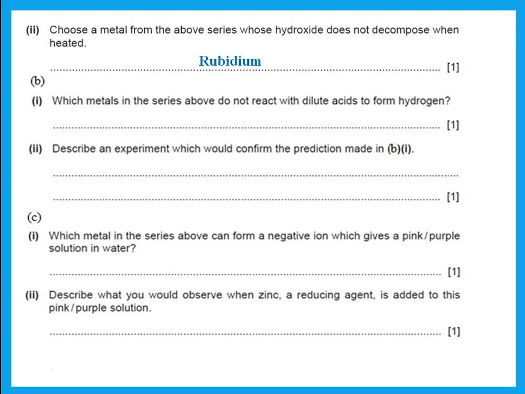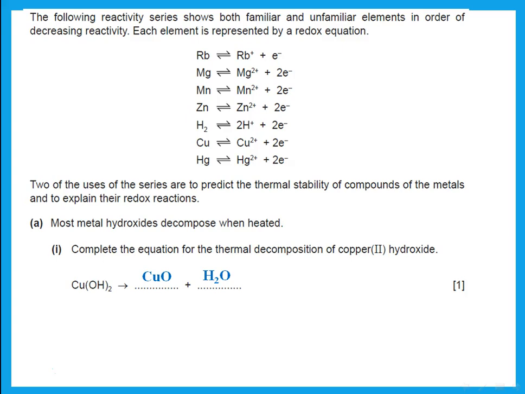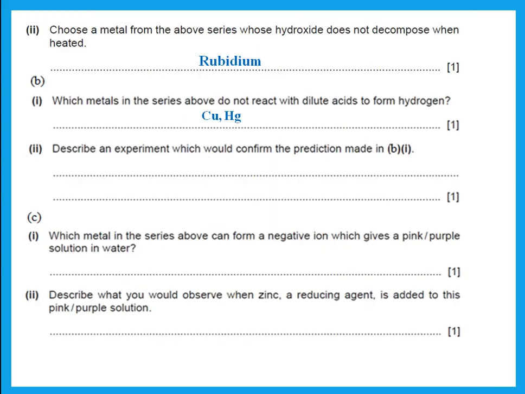Which metals in the series above do not react with acids to form hydrogen? Again, let's just go back to the list. If it does not react with water or acid, then it must be below hydrogen. So we have here copper and mercury. Okay? Describe an experiment to confirm this prediction. The prediction says that copper and mercury will not react with acids. So which simple experiment can I do to show that they do not react with acids?